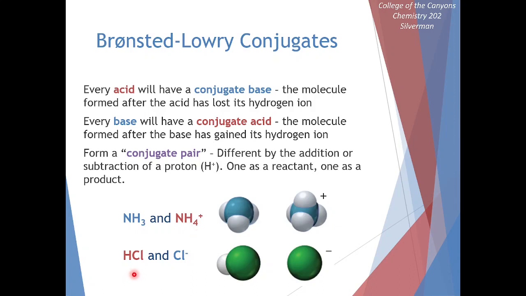Likewise, HCl and Cl-. Hydrochloric acid acts as an acid and donates away that H+. What's left behind is this chloride. HCl is the acid, chloride is its conjugate base. We have an acid and a conjugate base. One is a reactant, one is a product. One is regular, one is a conjugate. The only difference is, in this case, we've removed an H+. The chemical formula is 1 hydrogen less and 1 charge less.